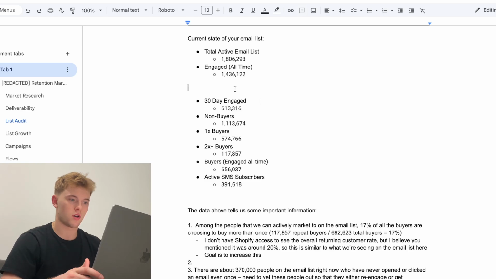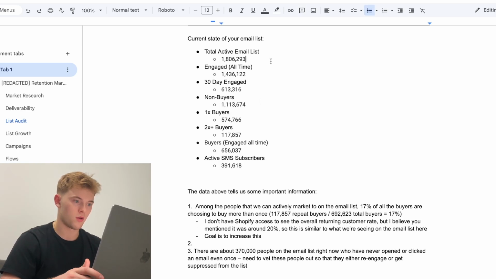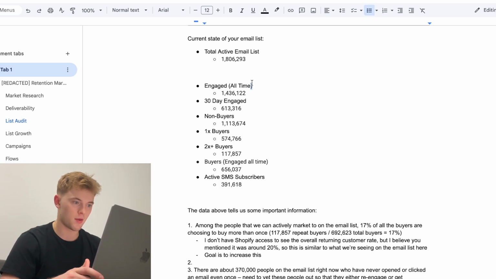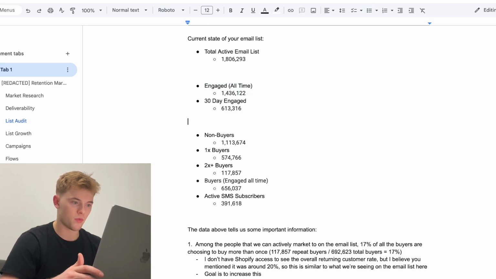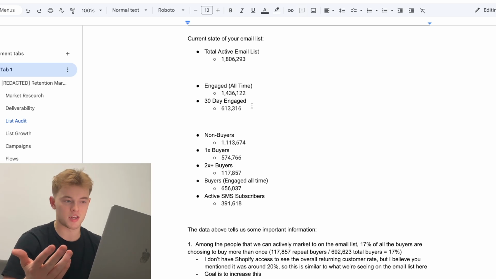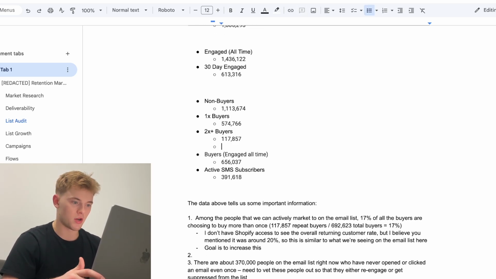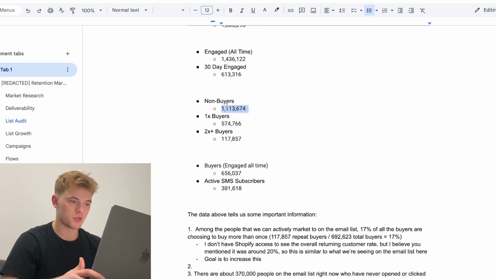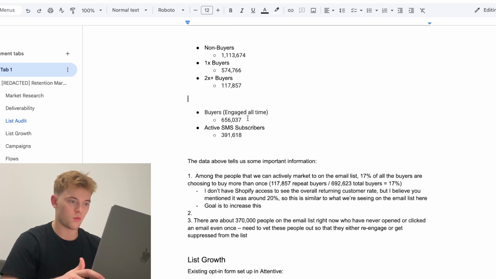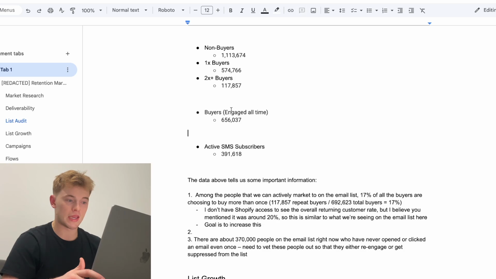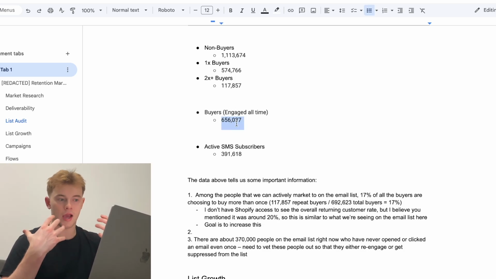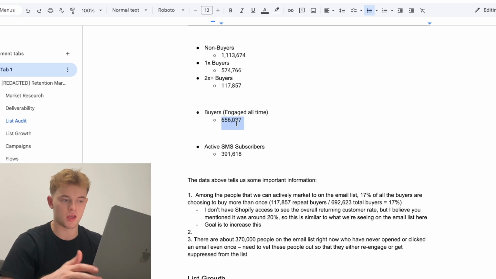And then you've got engagement, the same kind of category. We like to look at engaged all time, which we treat as the full list. Then you've got 30-day engaged, which is the same thing, but just people that have engaged in the last 30 days. Then you've got buyership, so it's going to be non-buyers, one-time buyers, and repeat buyers. And then we like to look at buyers that are engaged all time. This tells us, out of all the buyers, how many are actually on the email list and have actually engaged with our list.